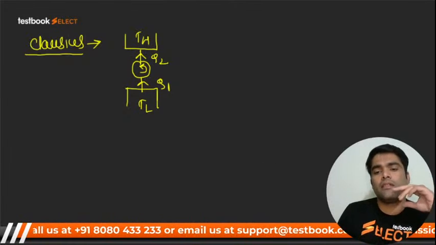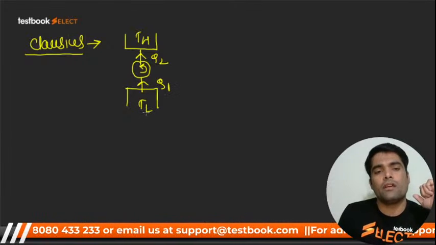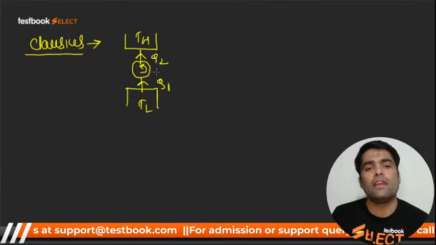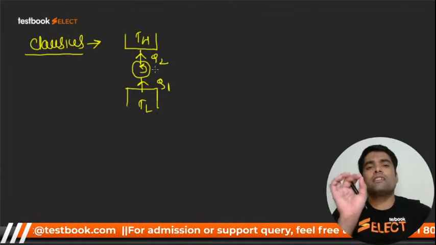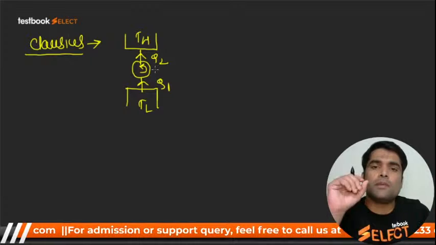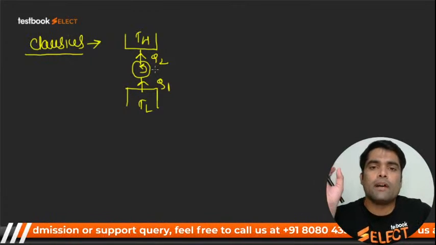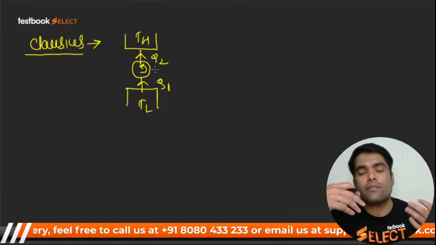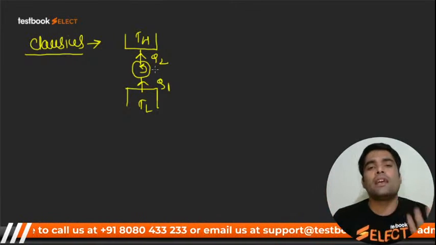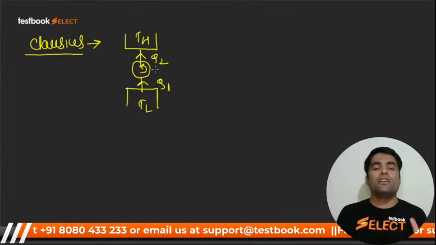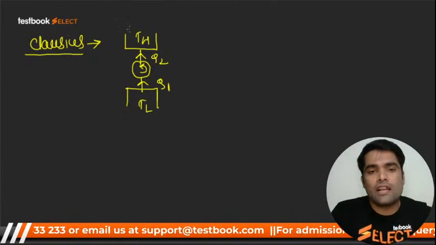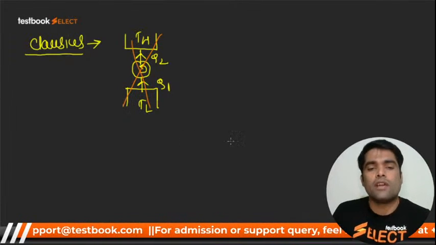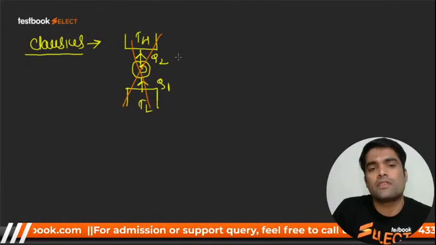What has this device done? This device is taking heat from low temperature and delivering it at high temperature without any input. So the Clausius statement said that it is not possible for any cyclic device to transfer heat from low temperature to higher temperature without the aid of an external agency. According to the Clausius statement, it is wrong.